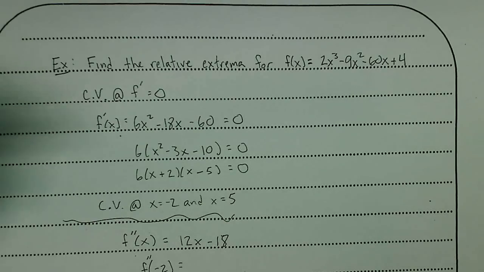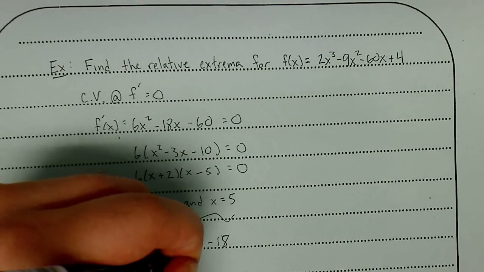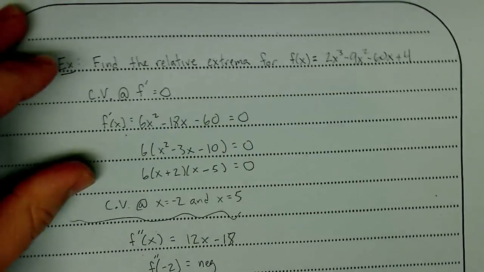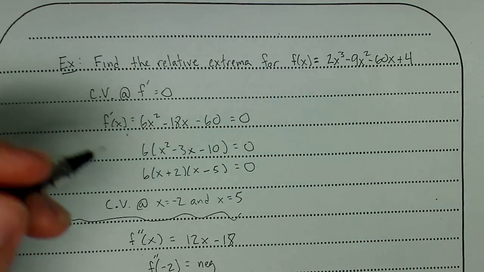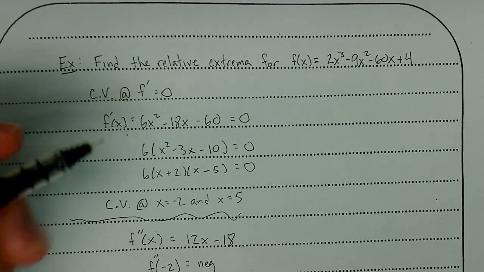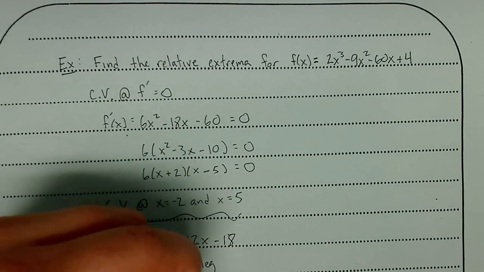Really, I'm just concerned with the sign. At -2, it's -24 minus 18. Honestly, I'm just concerned that it's negative. Sure, it's -42, but I'm just concerned that it's negative. When I plug in 5, I get 60 minus 18, which is 42, which clearly is positive.